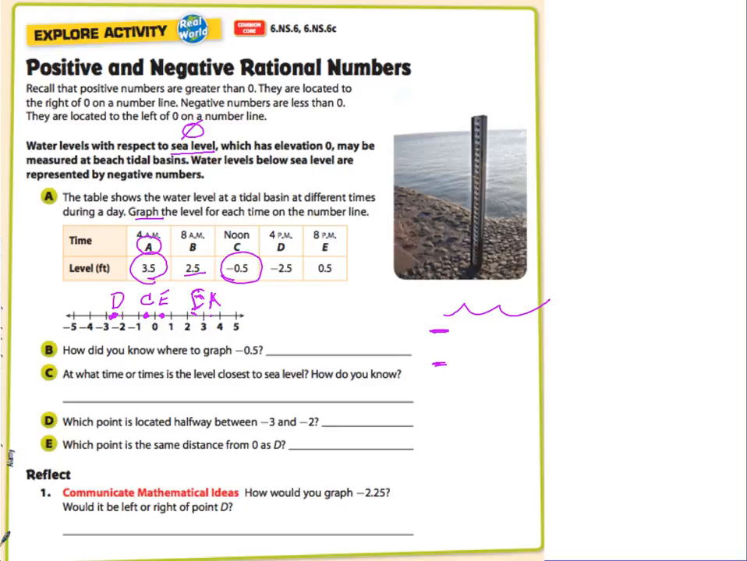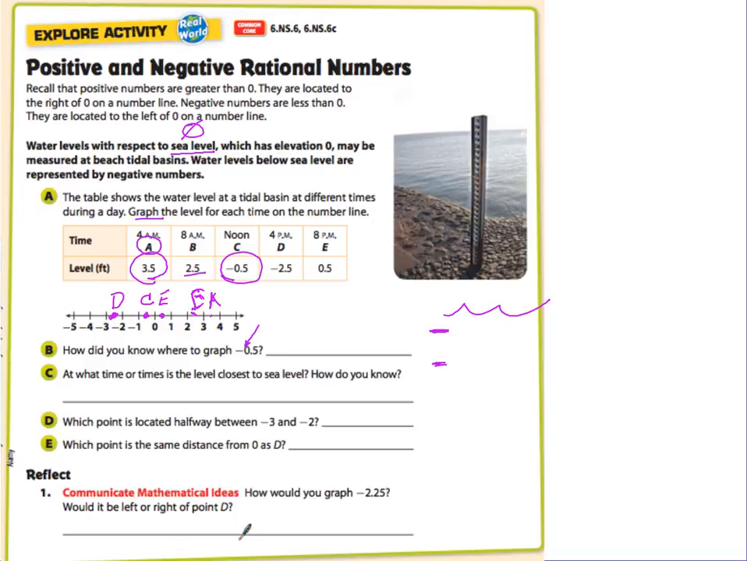Okay, so how did I know where to graph -0.5? Well, it wasn't listed on there, but I did know that half has to be halfway between one number and the other. And in this case, since it's just half and there's a 0 in the front, since there's no whole number, I know that it has to be somewhere between 0 and 1. So in this case, I knew how to graph -1/2 because I knew that it was halfway between 0 and 1, but on the negative side.